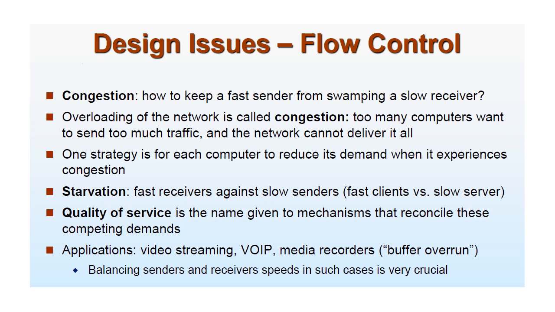So this overloading of the network is called congestion. Too many computers want to send much traffic, so the network cannot identify what has to be delivered and where it should be delivered. So how can this congestion be identified, how can it be removed? If congestion is there, there will be starvation. Fast clients and slow servers will be there.